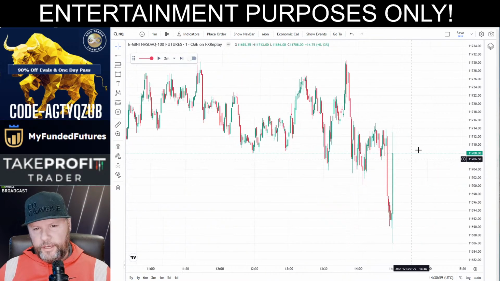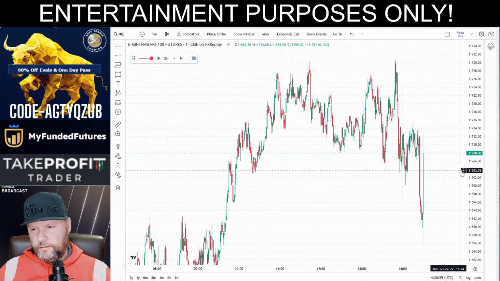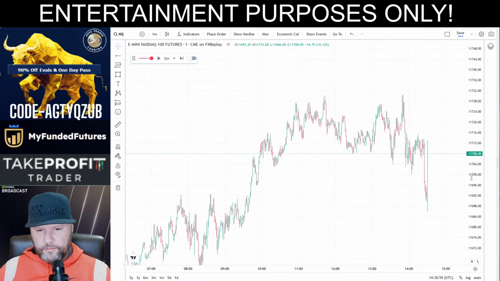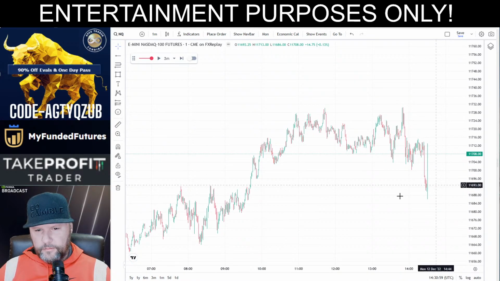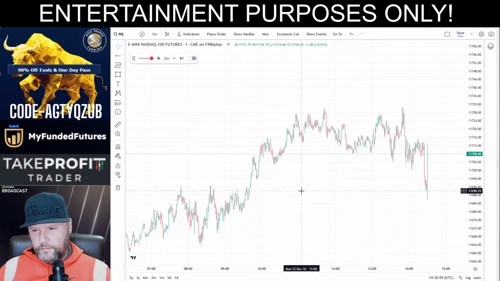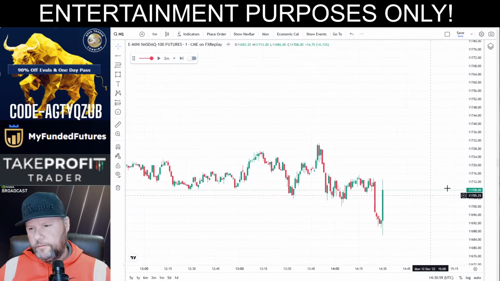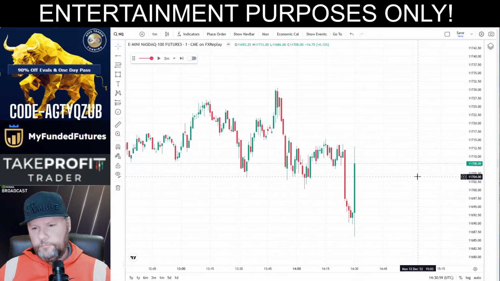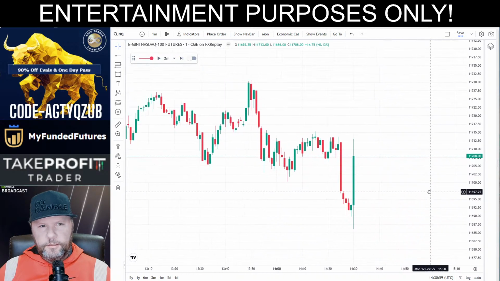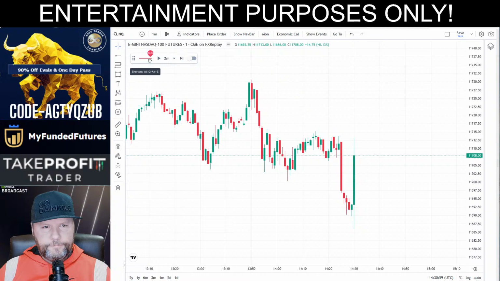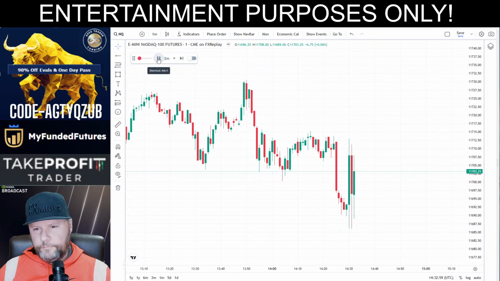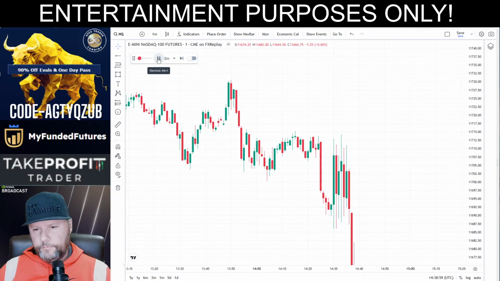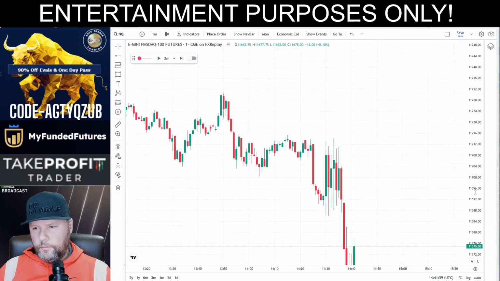This is an obvious gap. Let's see. I guess we could just long this one if it closes above. No close above.